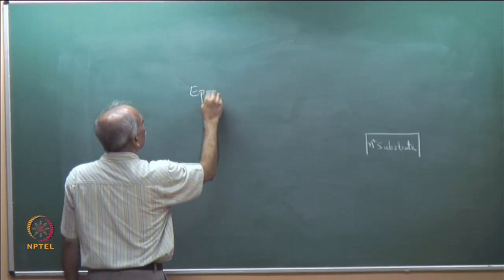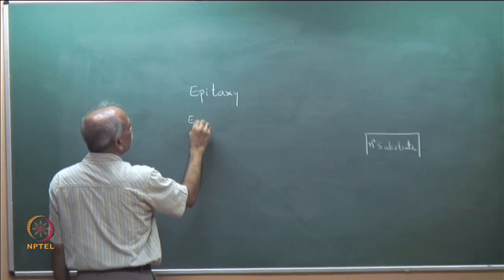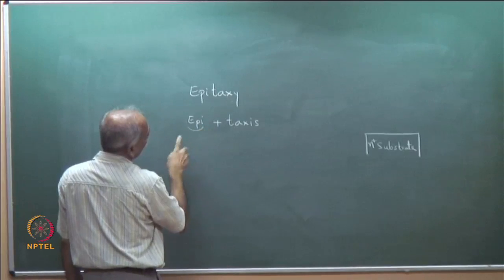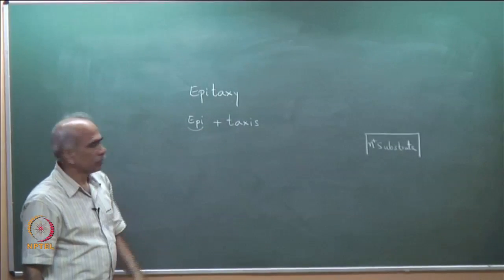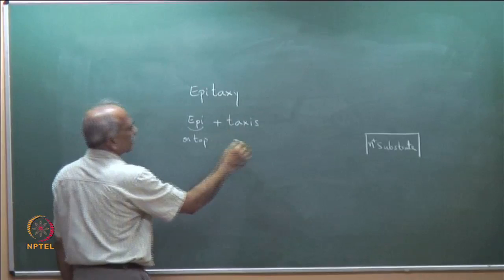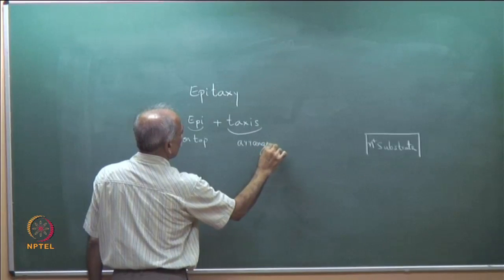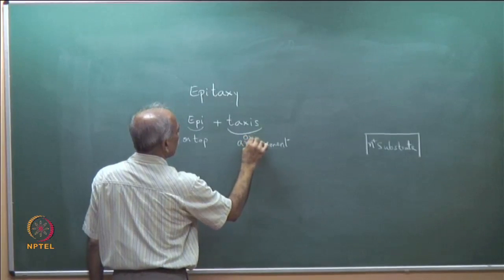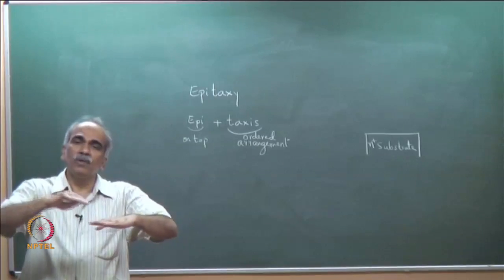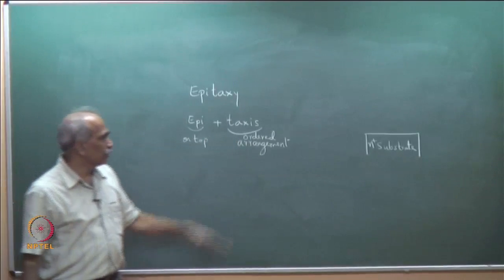So epitaxy, apparently, is a combination of epi plus taxis. Epi means upon or on top. This is apparently a Greek word. So on top or upon, and taxis, it seems, means ordered arrangement. So epitaxial growth means growth on top, ordered growth on top, ordered arrangement of atoms to form layers.